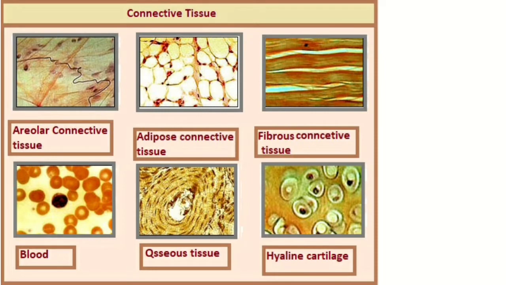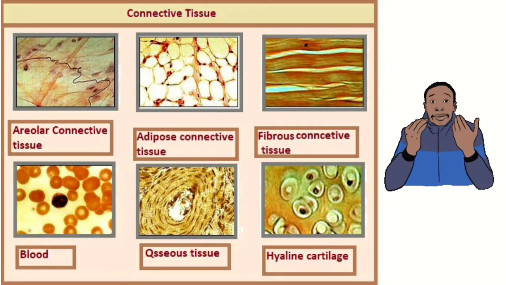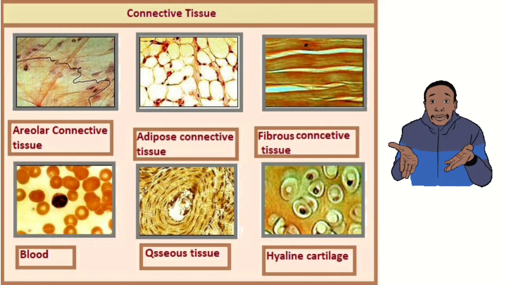So in the diagram, we have shown some of the connective tissues, such as areolar connective tissue, adipose tissue, fibrous connective tissue, blood tissue, which is a special connective tissue, osseous tissue, which is also known as bone tissue, and hyaline cartilage, cartilaginous tissue.